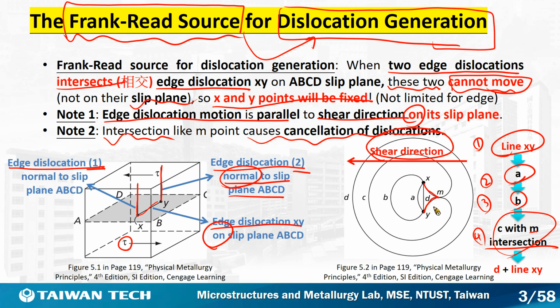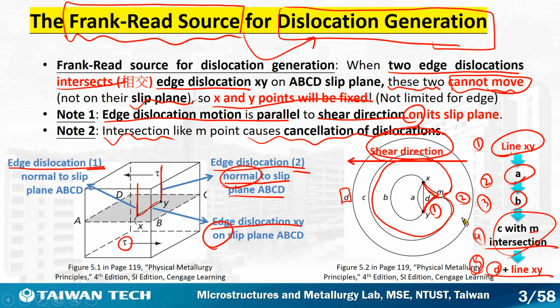Okay, so this is the first part, and the second part is this loop. All right, and then you will see that it formed a D for the dislocation loop, and then this step will continue to go left because we still have the shear stress. So after we go from step 1 to step 5, you see that line XY goes to D plus line XY, and D is the dislocation loop.